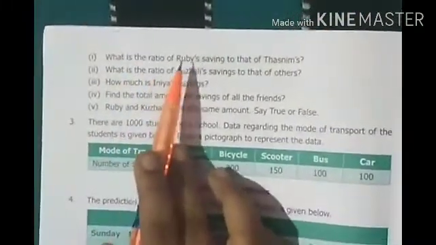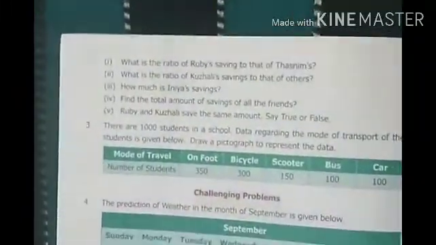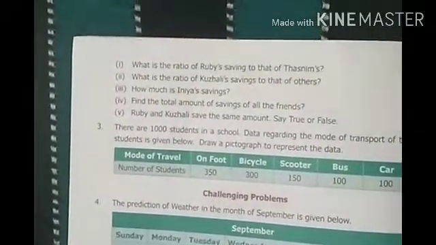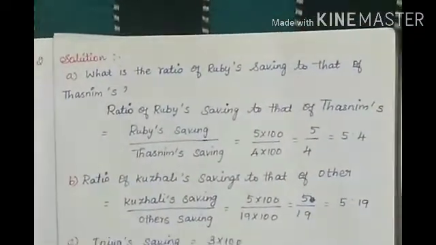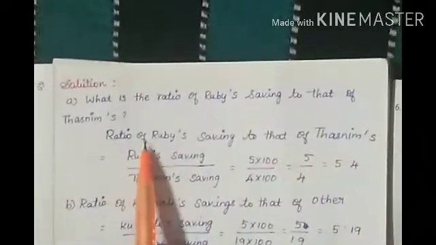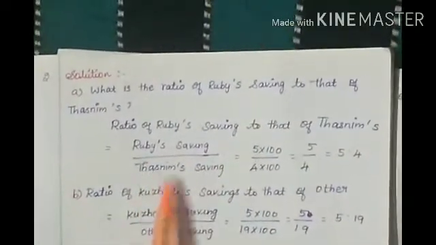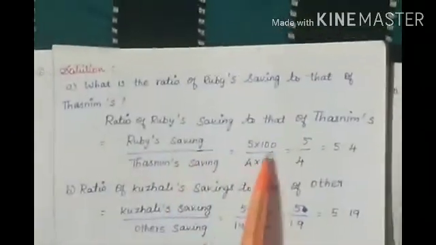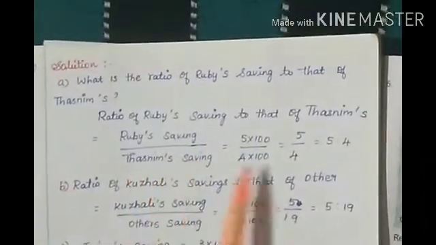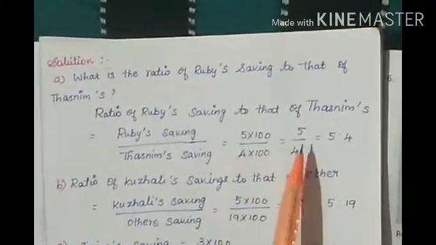Now we are going to go for the question, subdivision number 1. What is given? What is the ratio of Ruby's saving to that of Tasnim's? They are asking for the ratio, which we represent with the help of 'is to'. First write Ruby's saving, then Tasnim's saving. We already know Ruby's saving is 500 and Tasnim's saving is 400. So 500 divided by 400, 100 will get cancelled. The answer is 5 by 4.